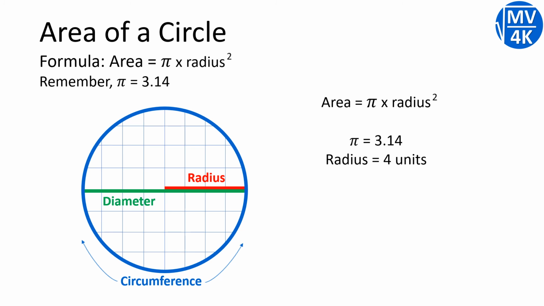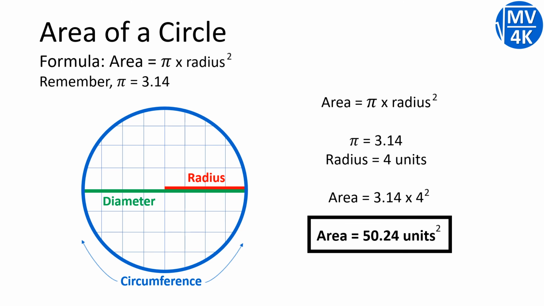The radius of this circle is 4 units long. So we would say 3.14 multiply 4 squared. Remember, squared just means multiply 4 times 4. So that's really the number 16. So 3.14 times 16 gives us a total area of 50.24 units squared.